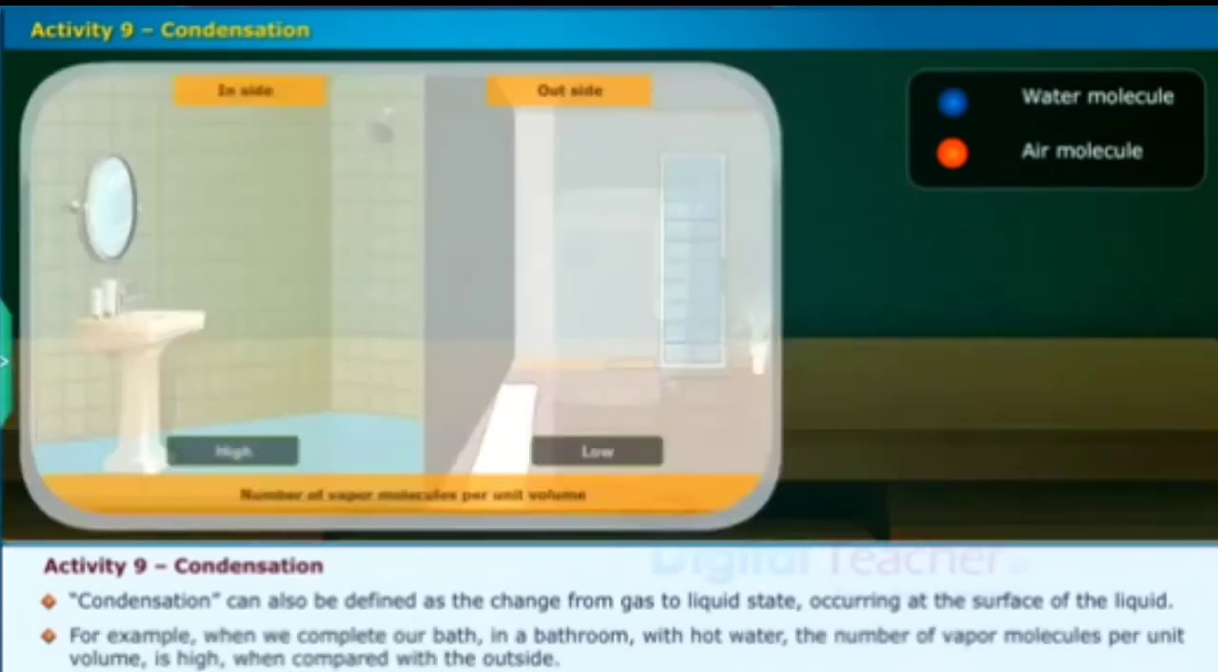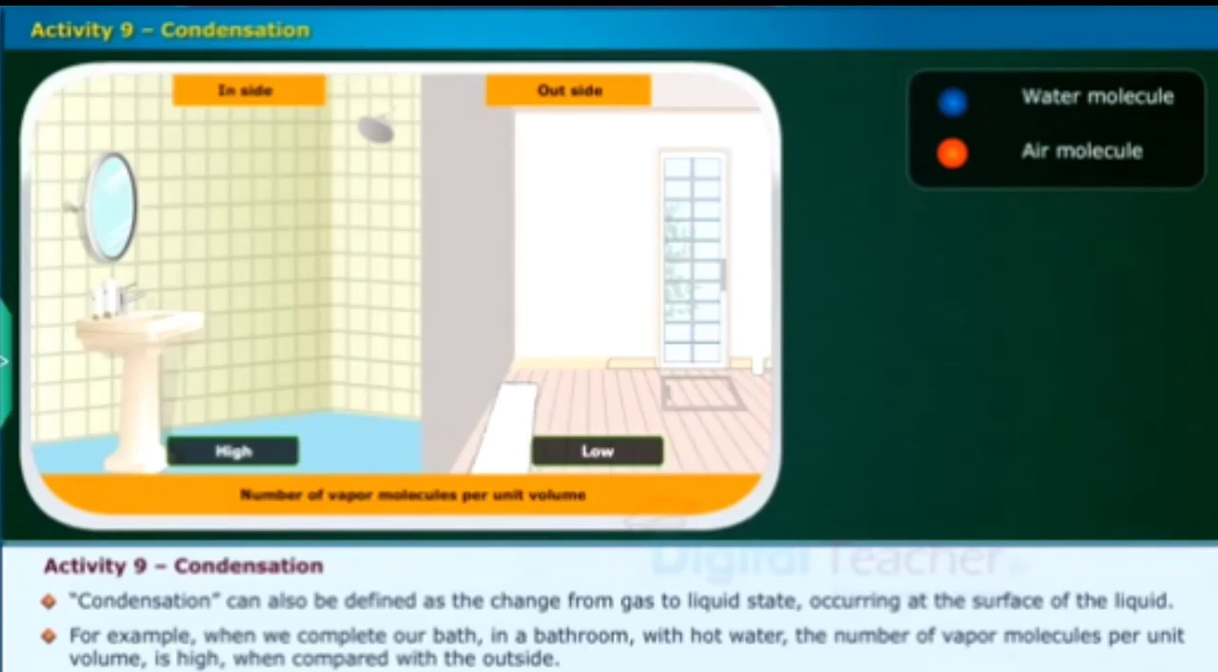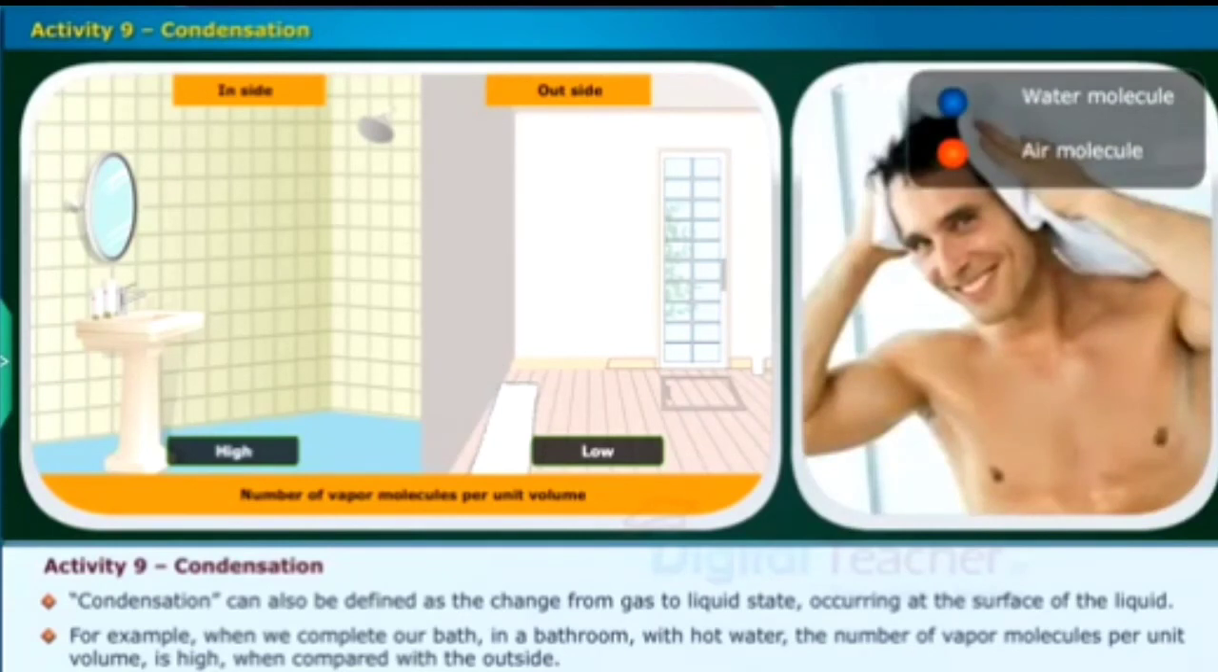For example, when we complete our bath in a bathroom with hot water, the number of vapor molecules per unit volume is high when compared with the outside. When you dry yourself with a towel, the vapor molecules surrounding us condense on our skin, thus making us feel warm. Let us learn the reasons for this.